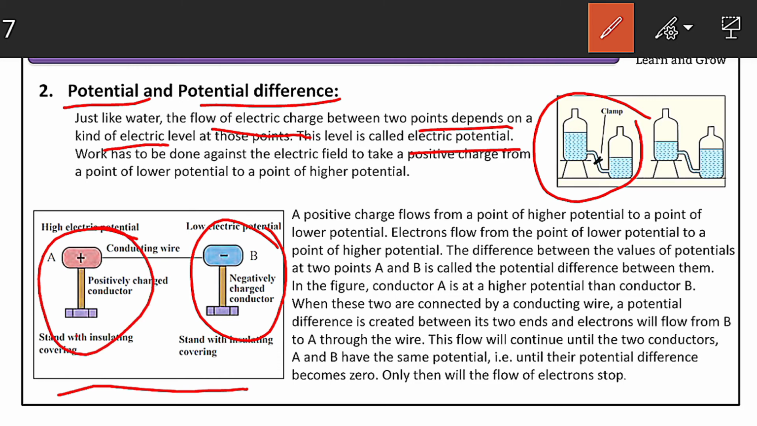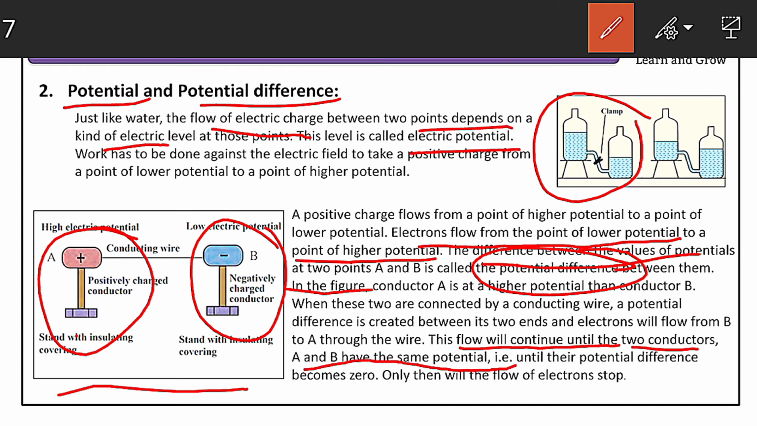So electrons flow from a point of lower potential to a point of higher potential. Therefore, the difference between the values of potential of points A and B is called potential difference. The potential difference is nothing but the difference between the lower potential and the higher potential. And this flow will continue until the two conductors A and B have the same potential. Until they maintain their equilibrium, it will continue flowing from the lower terminal to the higher terminal.